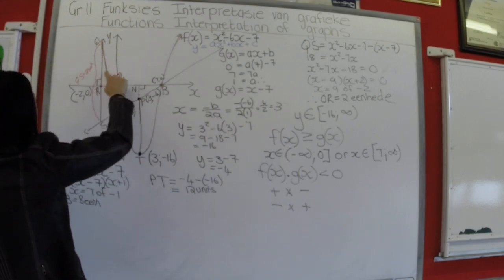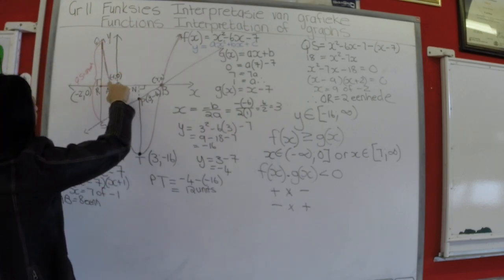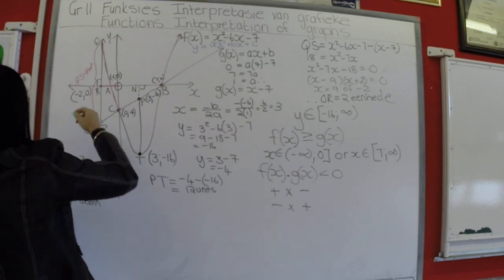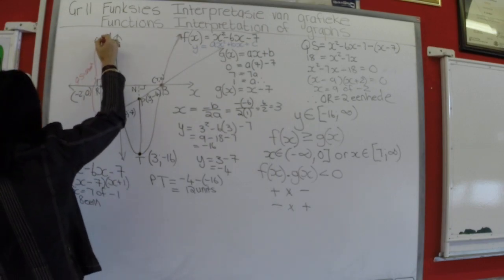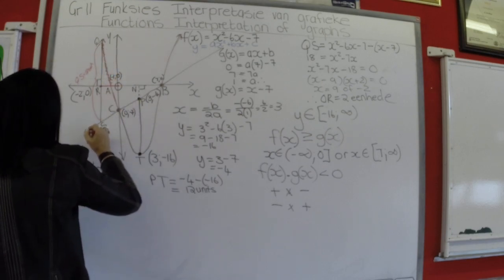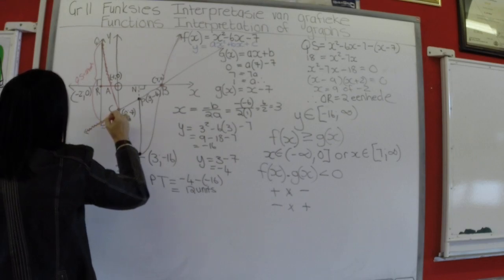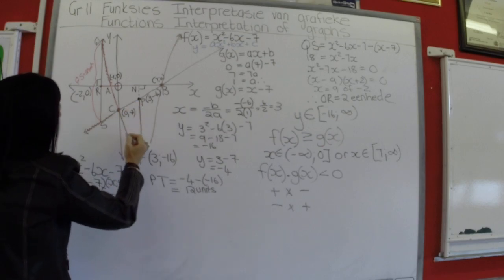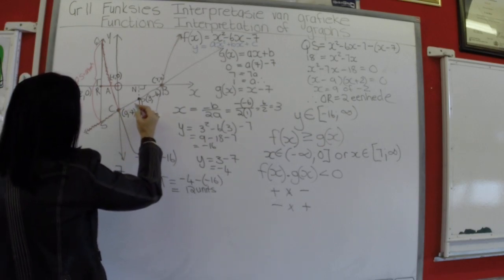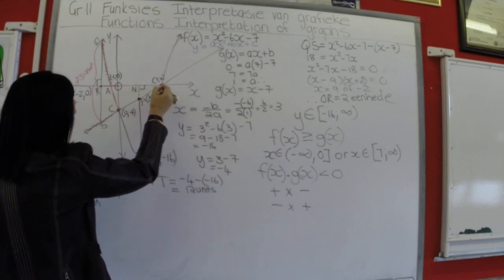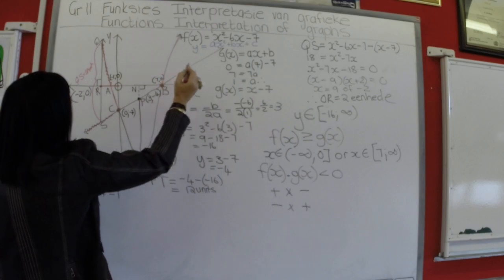As f bo is, moet g onder wees. Nou kyk hierso. Hierso is f bo, reg? Daar's f bo. En hierso is g onder. Nou is albei onder, so dit wil ek nie hê. Albei is onder. Hier's hulle gelyk. Okay, en daar's albei bo.